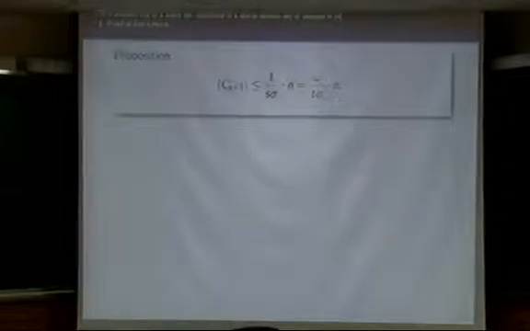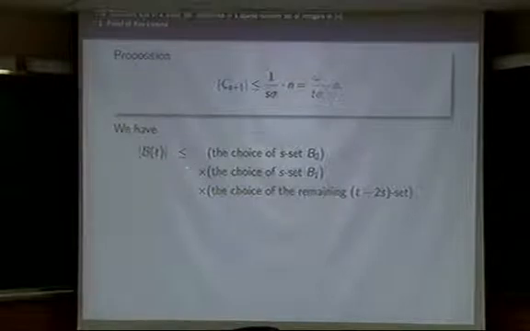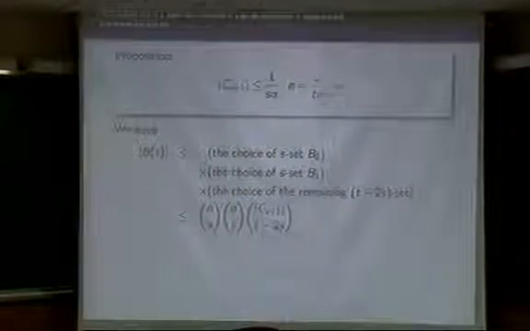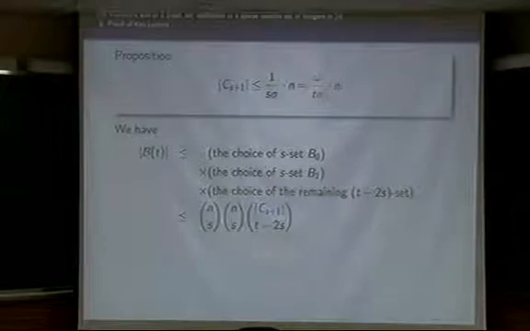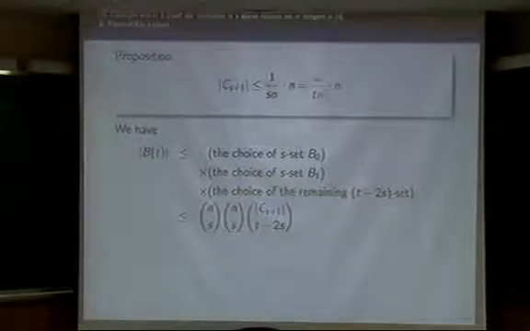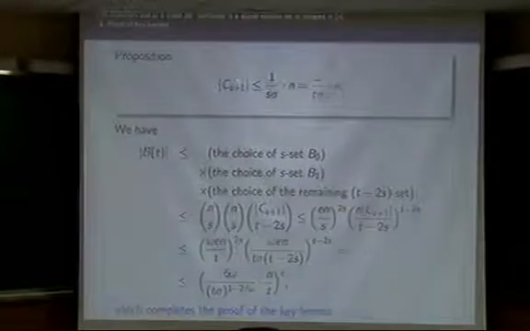So with this proposition, let's try to bound the cardinality of B of t. The cardinality of B of t is smaller than the choice of S at B0 times the choice of S at B1 times the choice of the remaining t minus 2s set. The first two things can be bounded by the natural upper bound n choose S. And the last one can be bounded by C_{S+1}. The candidate set gives C_{S+1} choose t minus 2s, because the remaining t minus 2s set elements should be chosen from this candidate set. And if we apply this proposition, then we can have our key lemma.